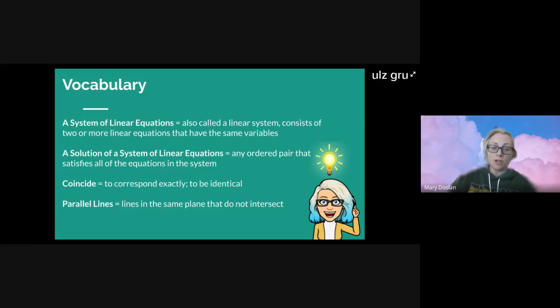So our solution, if we have one solution, it'd be an ordered pair, an x, comma, y ordered pair. Or it could be infinitely many ordered pairs that satisfy a system. So the word coincide, we'll talk about that. If we say 2 lines coincide, that means they correspond exactly. They are identical. And you saw that in the video. They showed infinitely many solutions where they graphed one line and then they graphed the second line and it was directly on top of the first one.